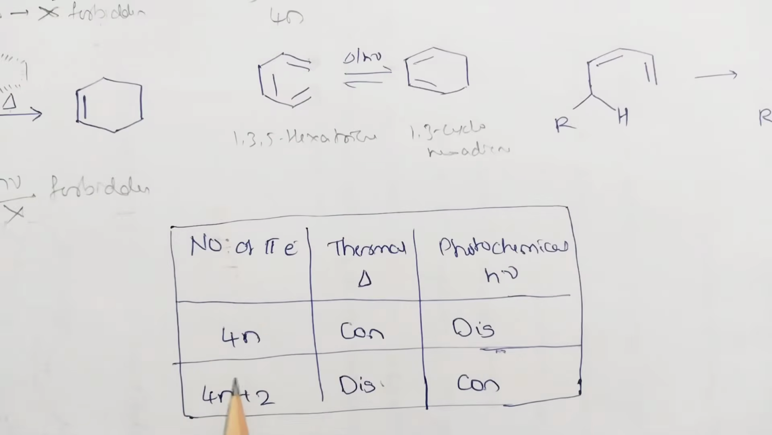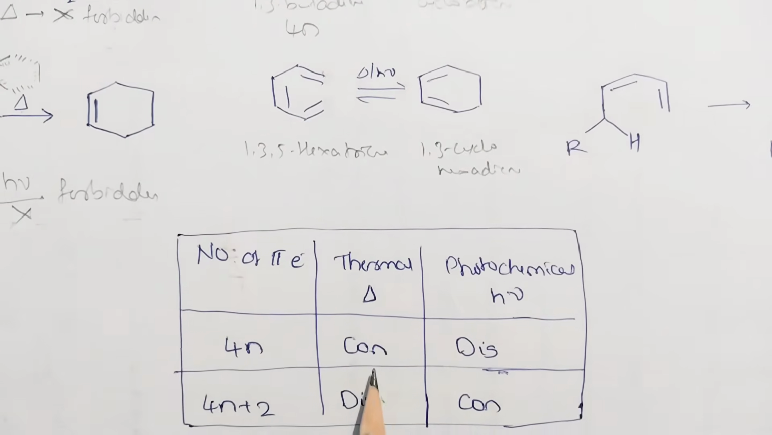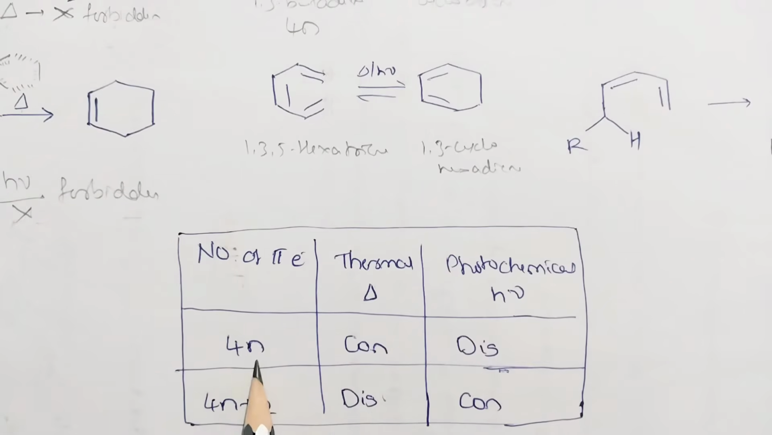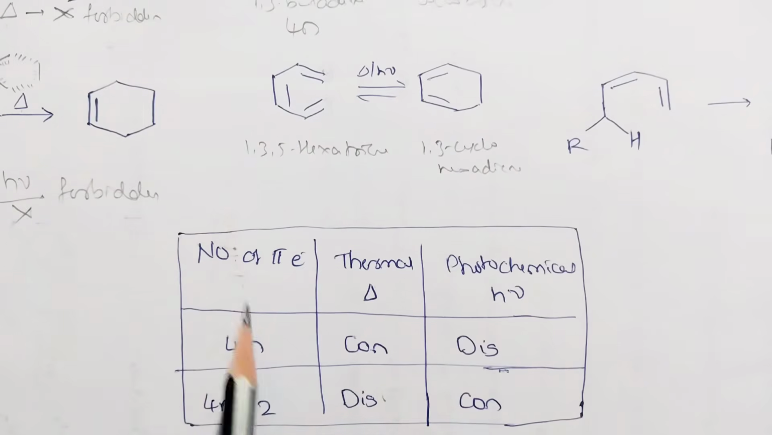When it is a 4n pi system and there is a thermal condition, conrotation gives you the products. This is the selection rule. When there is a 4n pi system like 1,3-butadiene, the rotation should be conrotation under thermal conditions. When you have the photochemical condition, it should be disrotation.